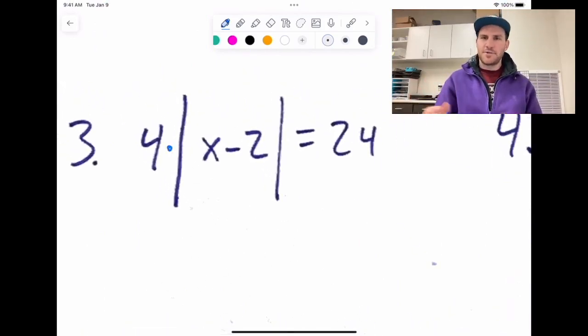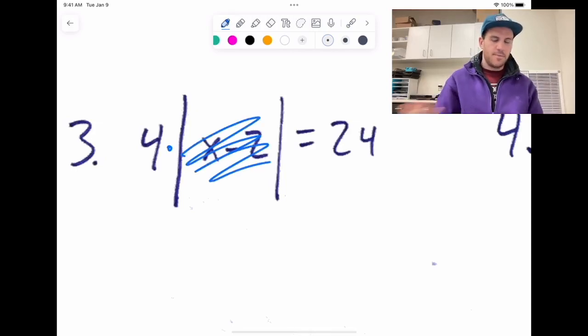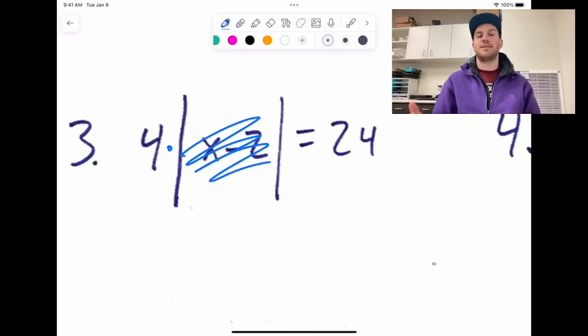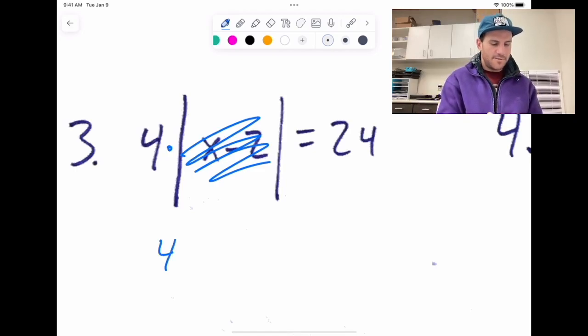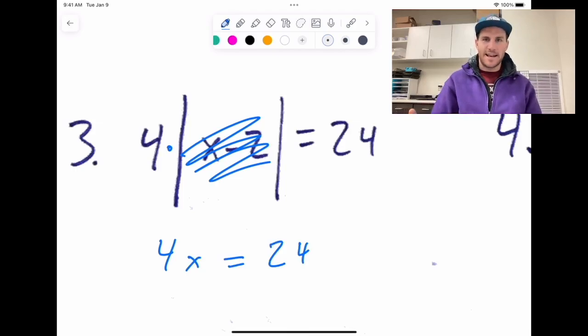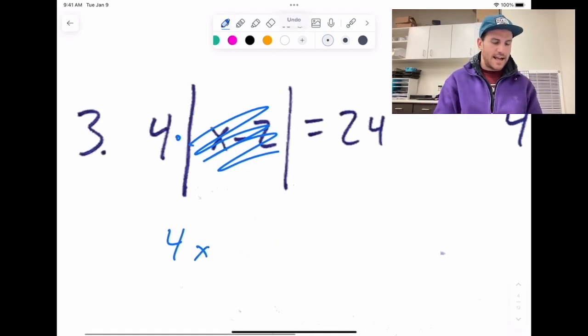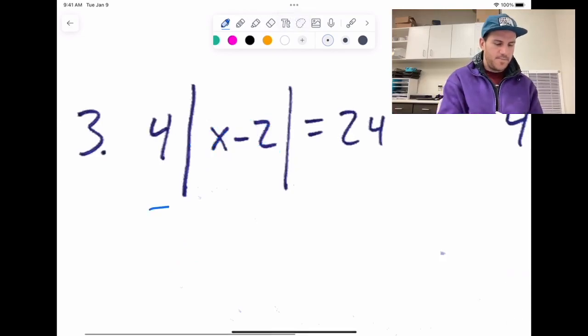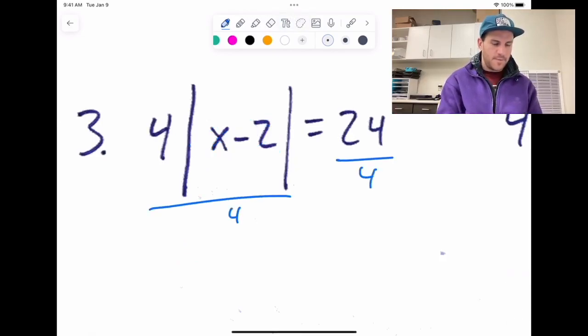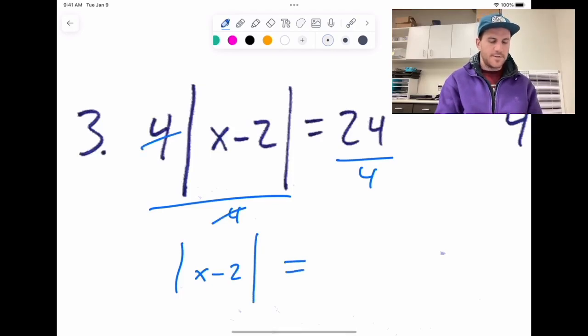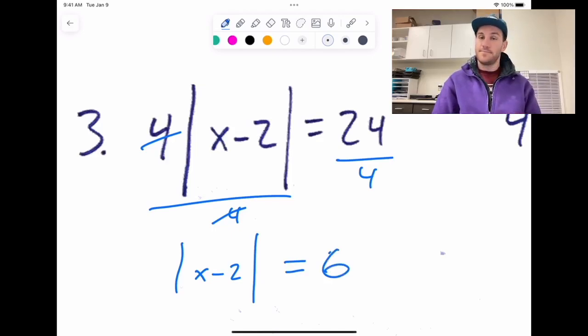If you ever have trouble with these, just put your own variable in for the absolute value. For example, think of it, instead of 4 times the absolute value of x plus 2, try like 4x equals 24. How would you isolate the variable there? Well, you divide by 4. It's exactly what you're going to do here. Divide both sides by 4. You get the absolute value of x minus 2, because these cancel out, is equal to 6.